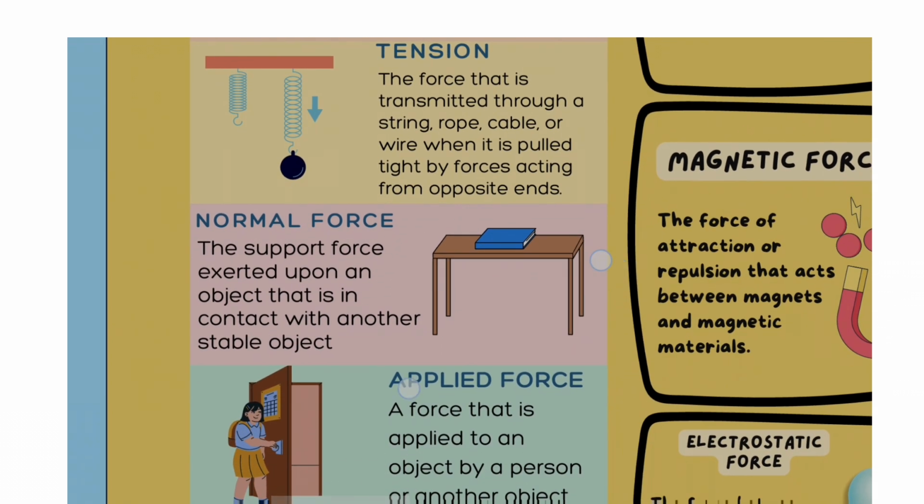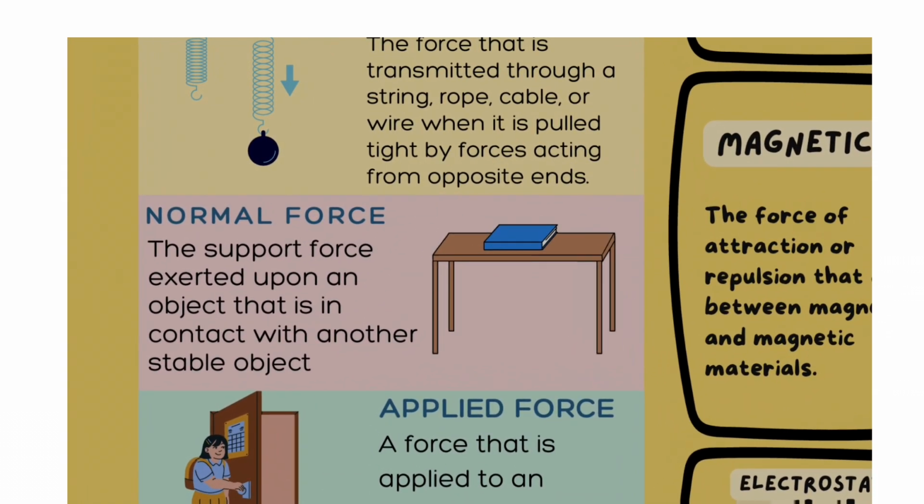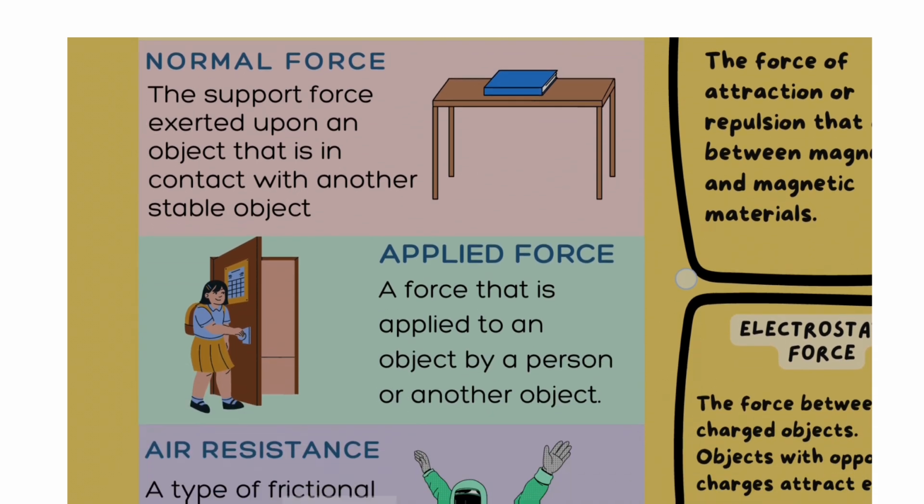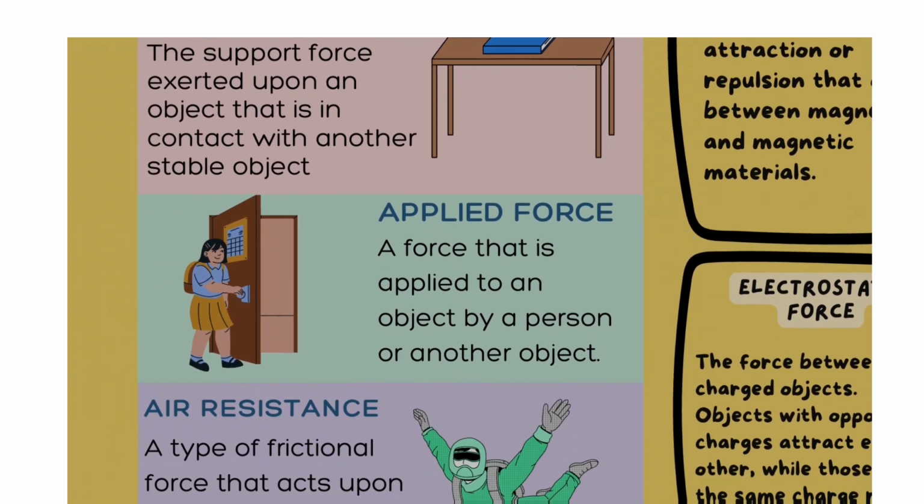Normal force. Description. The normal force is the support force exerted upon an object that is in contact with another stable object. It acts perpendicular to the surface of contact. Example. A book resting on a table experiences a normal force exerted by the table. Applied force. Description. An applied force is a force that is applied to an object by a person or another object. Example. Pushing a door open applies a force to the door.